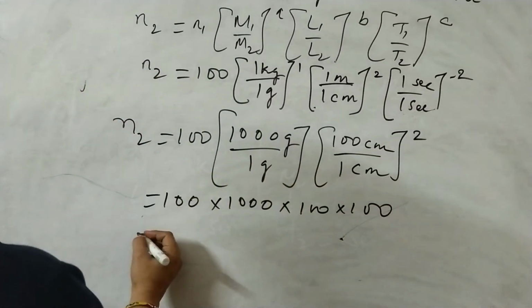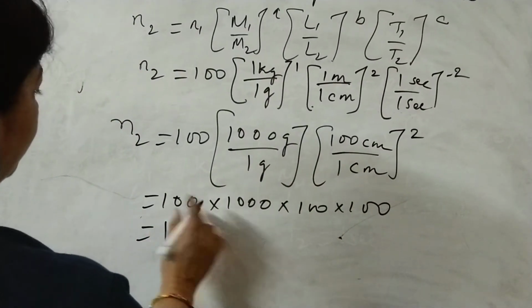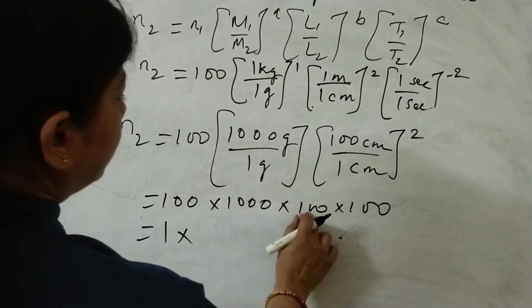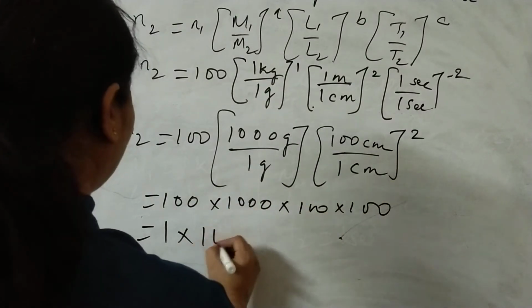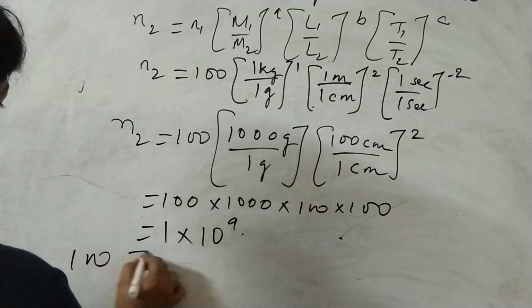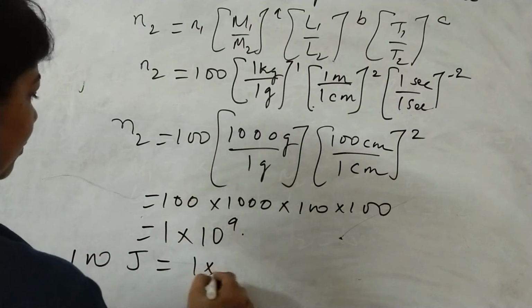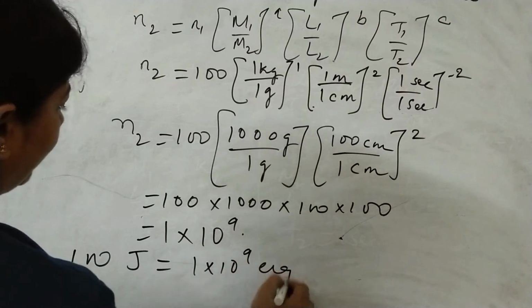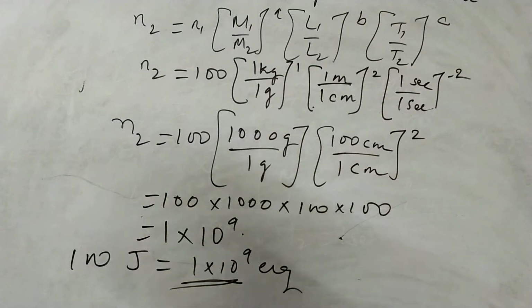Okay. So we are getting this as 1 into 1, 2, 3, 4, 5, 6, 7, 8, 9, 10 to the power 9. So we can very well write 100 joule is equal to 1 into 10 to the power 9. So we have got the value of n2. So this is very simple.